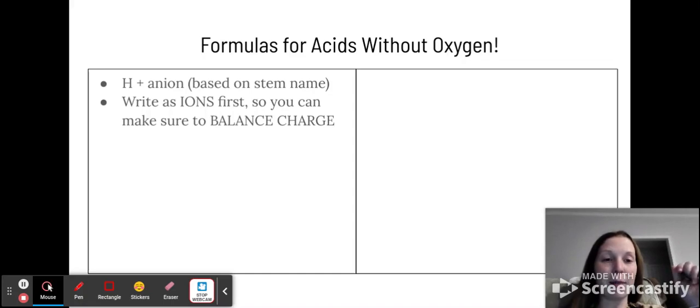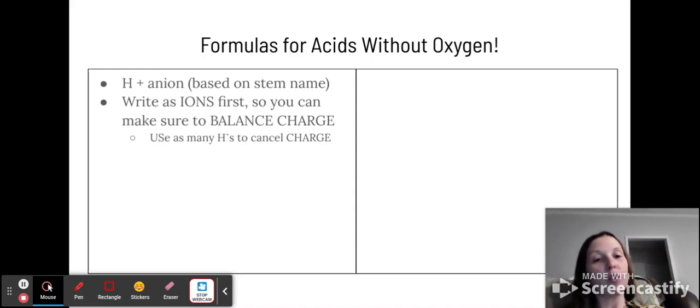Remember, acids, really just acids, are made up of only nonmetals, but they ionize in solution like an ionic compound. So we do have to pay attention to charge. We do have to pay attention to balancing those charges. So the way you can do that is you just throw on as many H pluses as you need to cancel the charge on the anion. Because remember, H plus is a +1 charge.